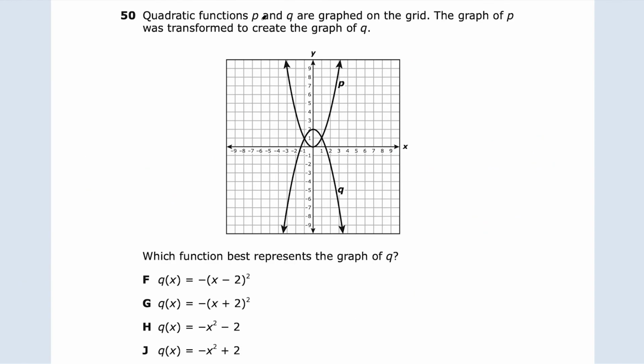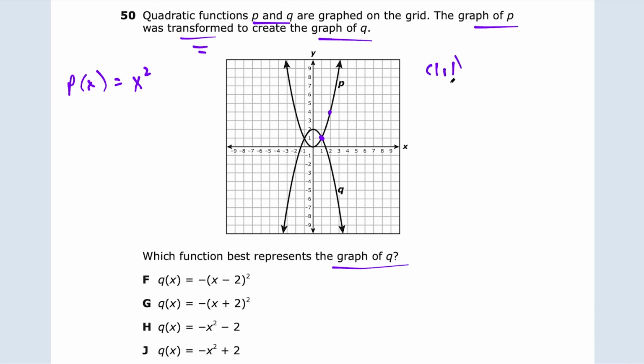Question 50, we have quadratic functions p and q graphed on the grid, and the graph of p was transformed to create the graph of q. Which function best represents the graph of q? Now, it's good practice to try this question without a calculator. So when I look at the graph of p, I could say that p of x is equal to x squared, because this is going through the origin, and look at the point 1, 1, we have the point 2, 4.